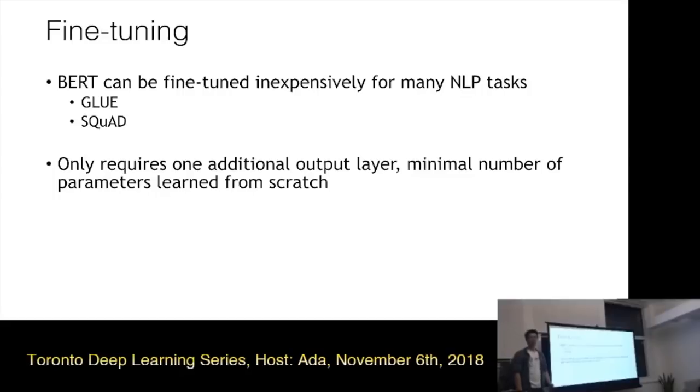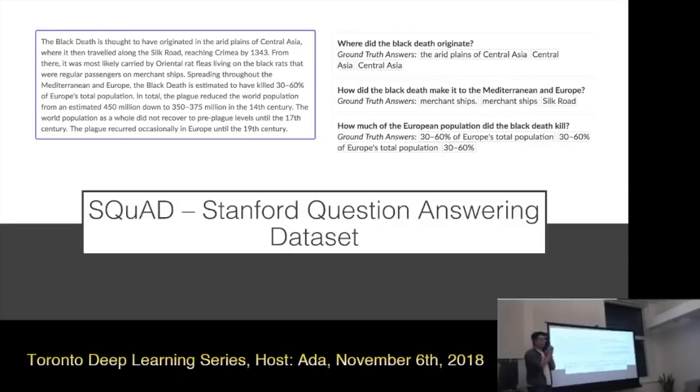So let's take a look at what SQuAD is. The Stanford Question Answering Dataset. You have a paragraph of text about some topic, in this case Black Death, and then you have some questions. This forms the input, the paragraph and the questions. What are the targets? The targets are answers to the questions. For example, the question is, where did the Black Death originate? There are multiple answers, but one of the targets is the arid plains of Central Asia.